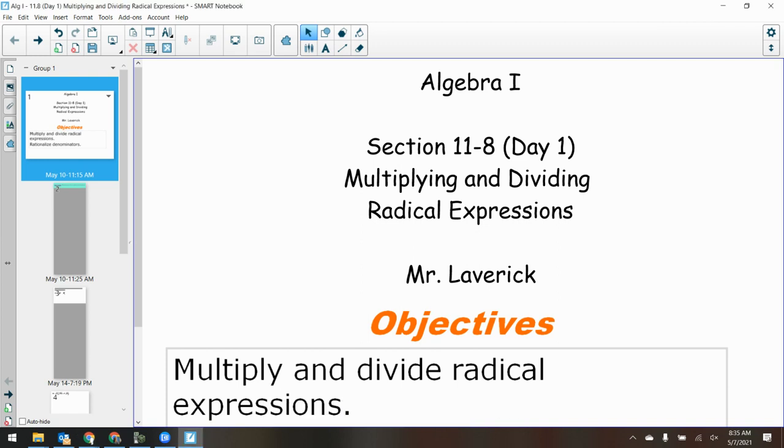So we got 2 days left to do, 2 sections left to do, section 11.8 day 1, 11.8 day 2, and then section 11.9. Today's lesson, in my opinion, section 11.8 is more difficult than section 11.9. That's why we're spending 2 days on it, obviously. But we're going to be working very similarly to what we've been doing before.